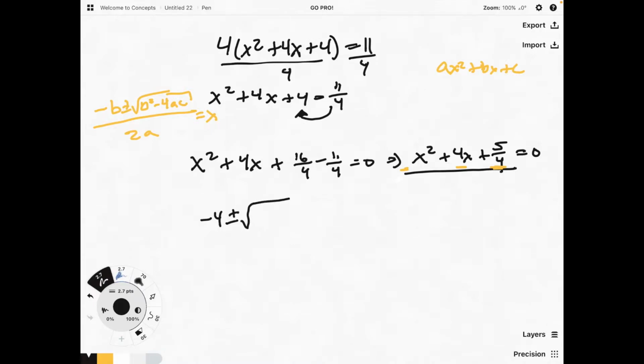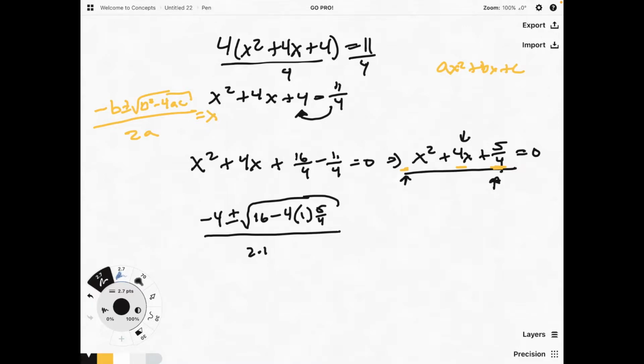The square root of b squared, so this is b, which is just 4, and we square that, which gives us 16, minus, we take 4 multiplied by a, in this case a is 1, and we multiply by c, and in this case c is 5 over 4. We divide all of this by 2a, 2 times a, which again was 1.